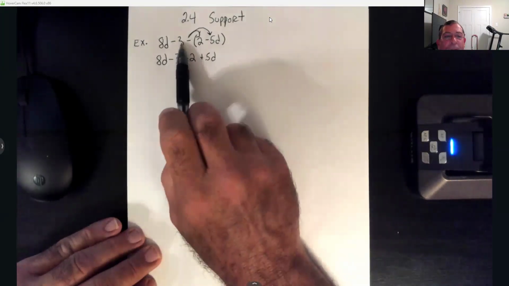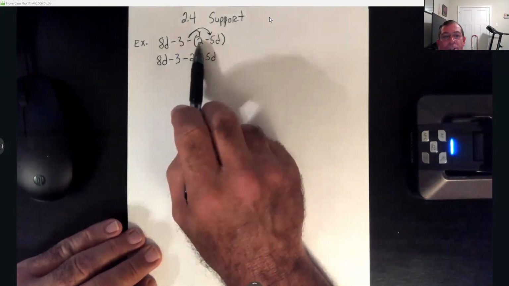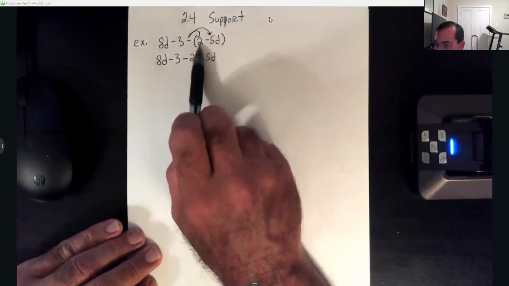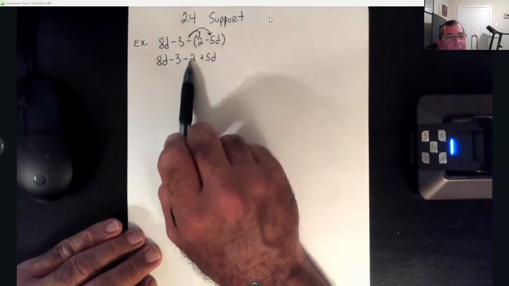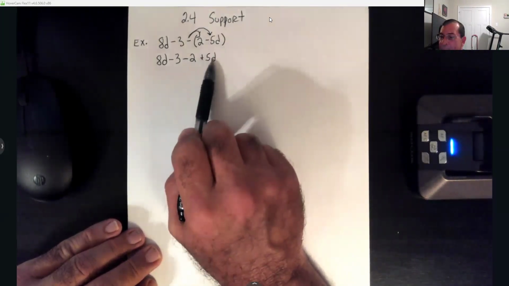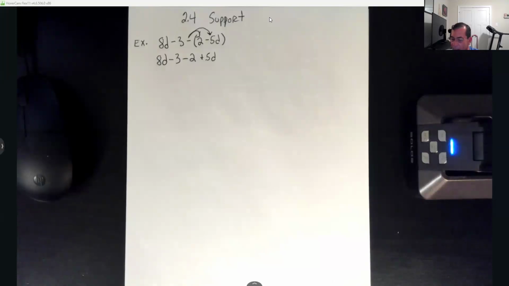So y'all, here's the thing about subtraction. It'll change the signs of everything in the parentheses. That 2 was positive, became negative. That negative 5d was negative, it became positive. All right, y'all. So now, can I go further with this one?